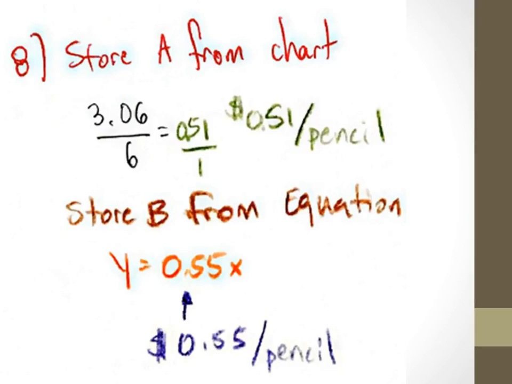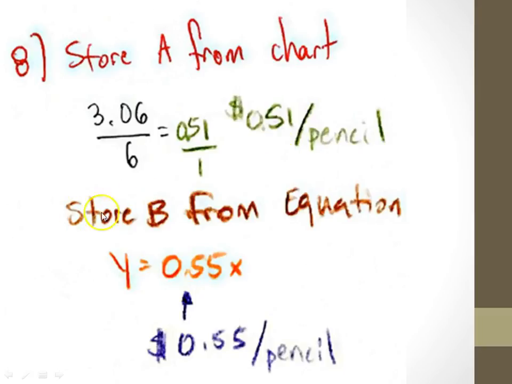Number 8. All right, if I'm hitting number 8, store A is from the chart. So I just took one of the data points from the chart, $3.06 for 6 pencils. I divided. No matter what point you choose from the chart, you'll end up with the same answer. It's 51 cents per pencil.